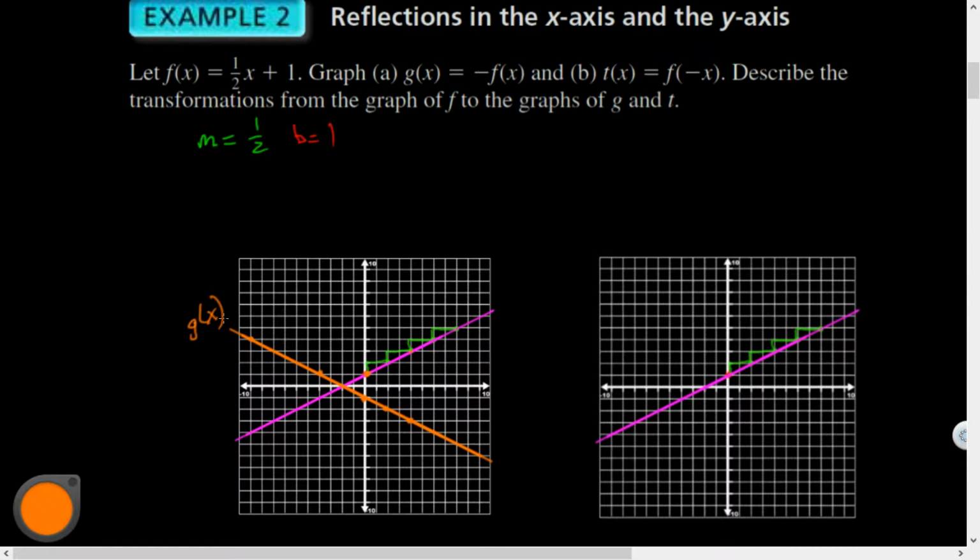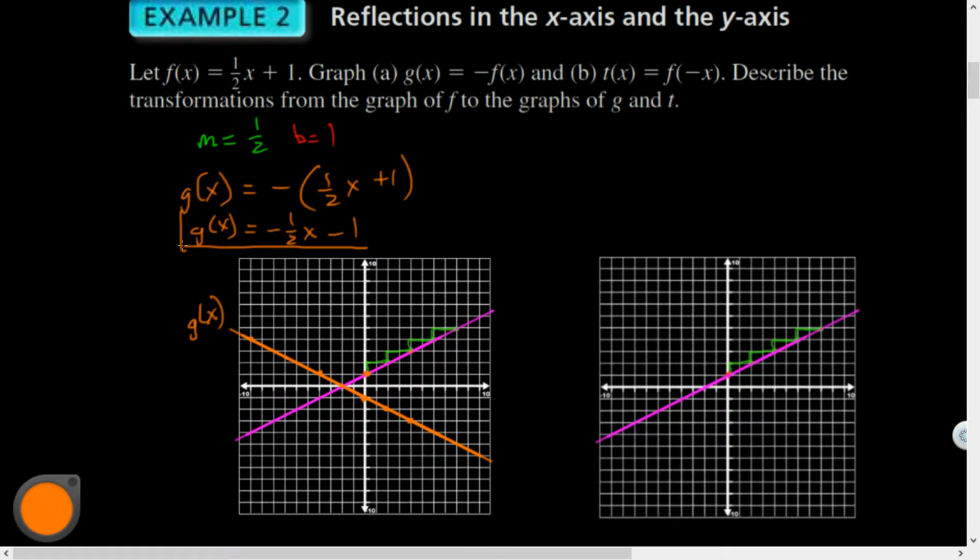If I wanted to think of that in terms of oppositing the function, it would have been g of x is equal to the opposite of this whole thing. And notice what would have happened if I distributed that minus sign. That would have been negative 1/2 x minus 1 for g of x.